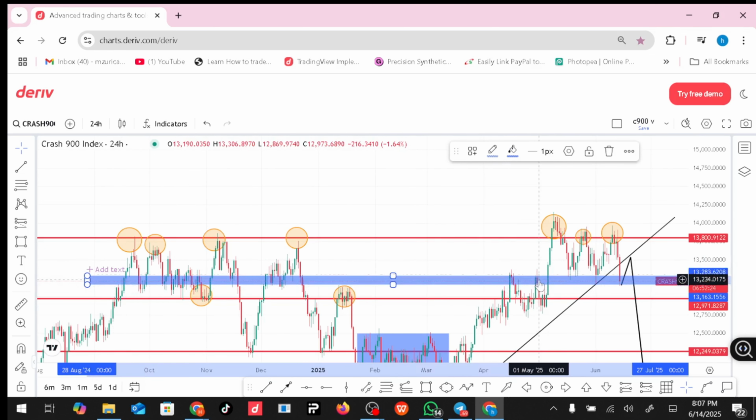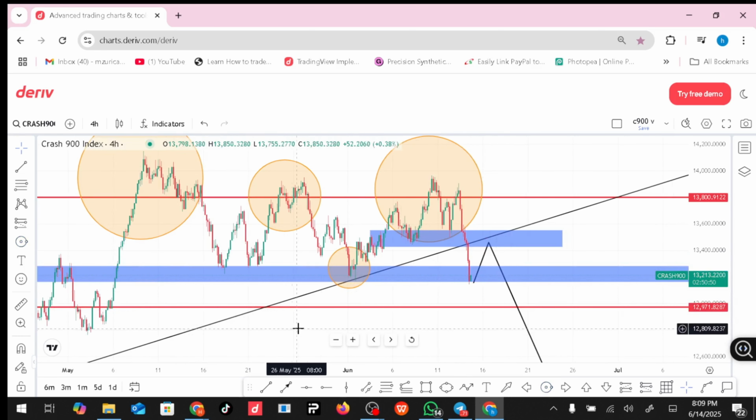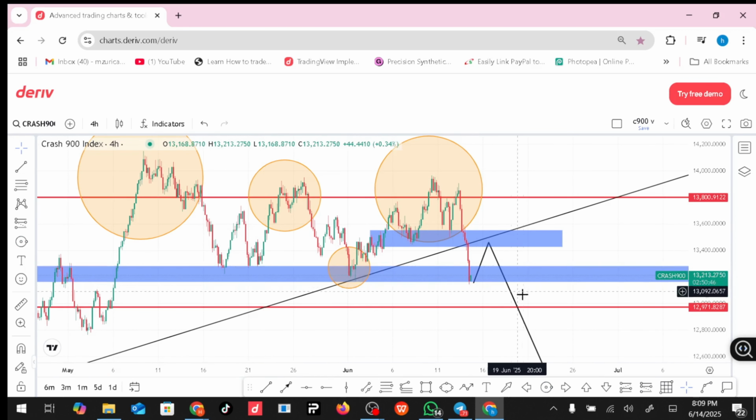So what did I do? When it broke, immediately I took a few positions, because I knew that it must come to this order block that is here. It has to test this order block. It is a point of interest. Remember, this is the neckline.